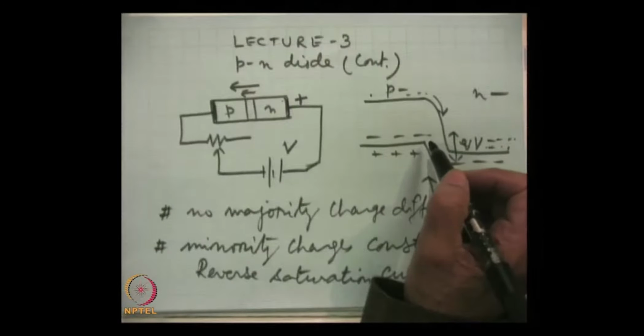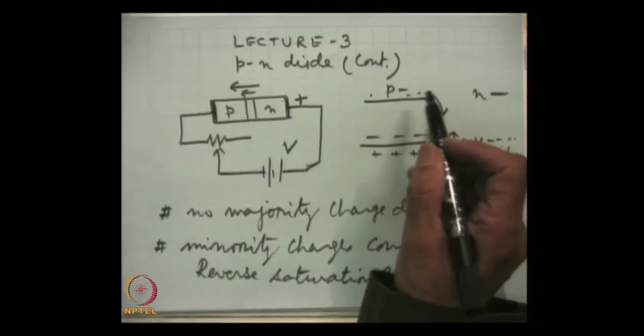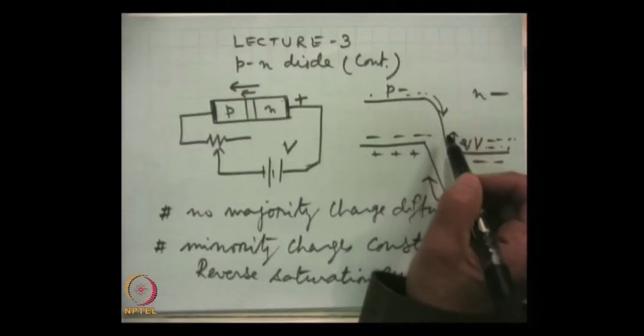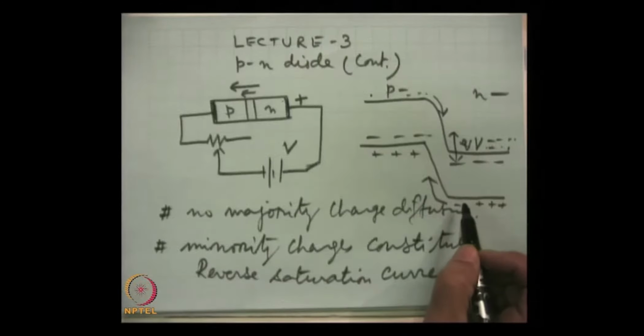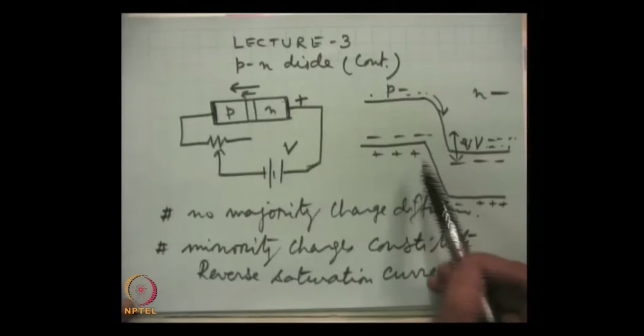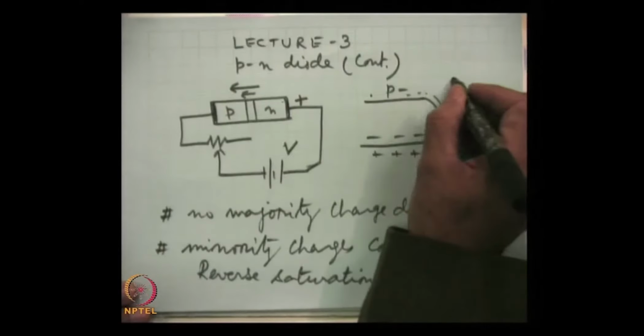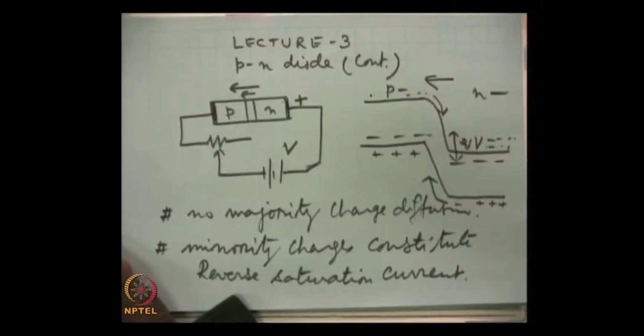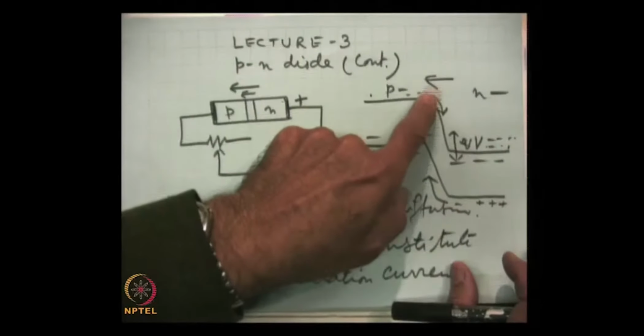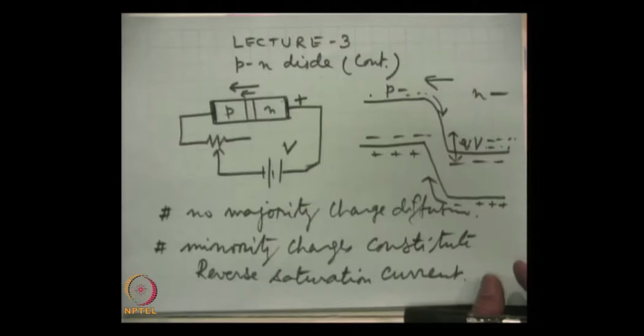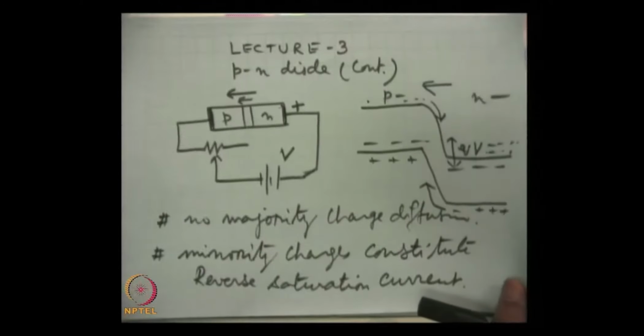But within the depletion region, the electrons in the p side very close to the junction will be able to drift. Similarly, the holes which are very close to the junction on the n side will be able to drift towards the p side. Now, the direction of hole movement is the direction of current. The holes are moving this way, so the direction of electric current is in this direction. This is reverse saturation current. So, it is clear that the direction of this current is opposite to the current which was flowing in the forward direction, in the forward bias case. So, this is called reverse saturation current.